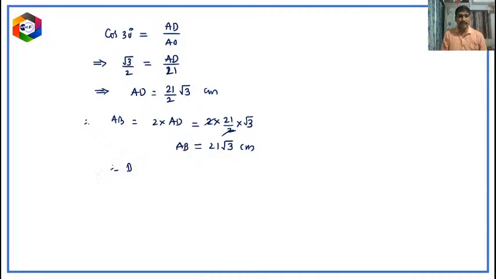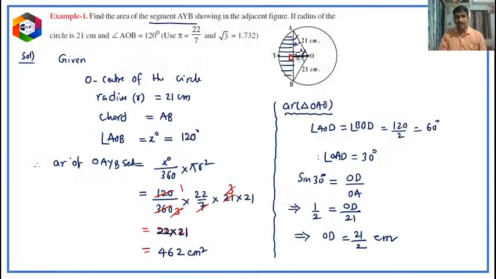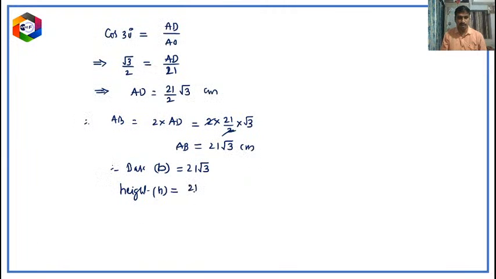Now the base of the triangle, B, is equal to 21 root 3, and the altitude or the height, as we calculated previously, this OD itself is the height, which is equal to 21 by 2 centimeters. Now I am calculating the area of the triangle. Area of triangle will be equal to half into base into height.